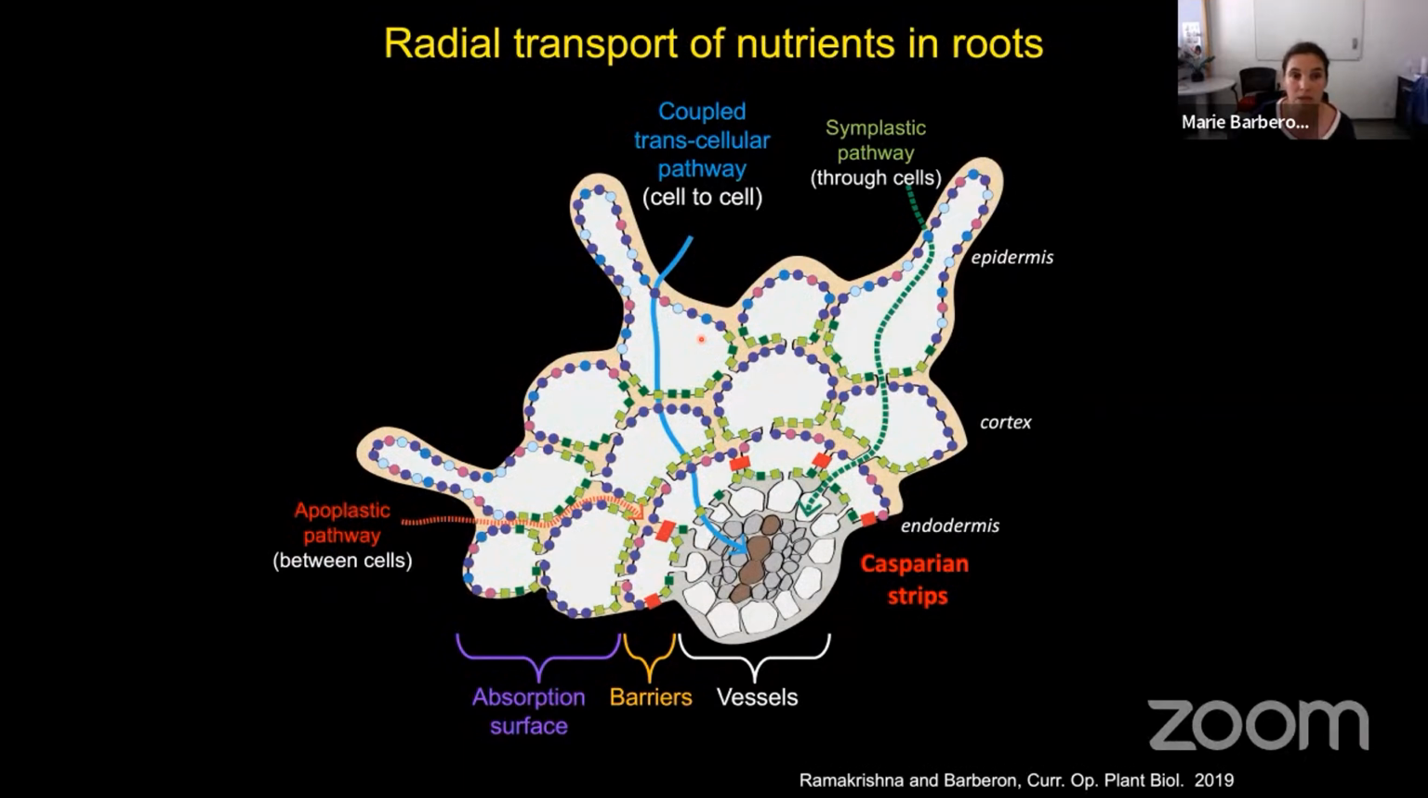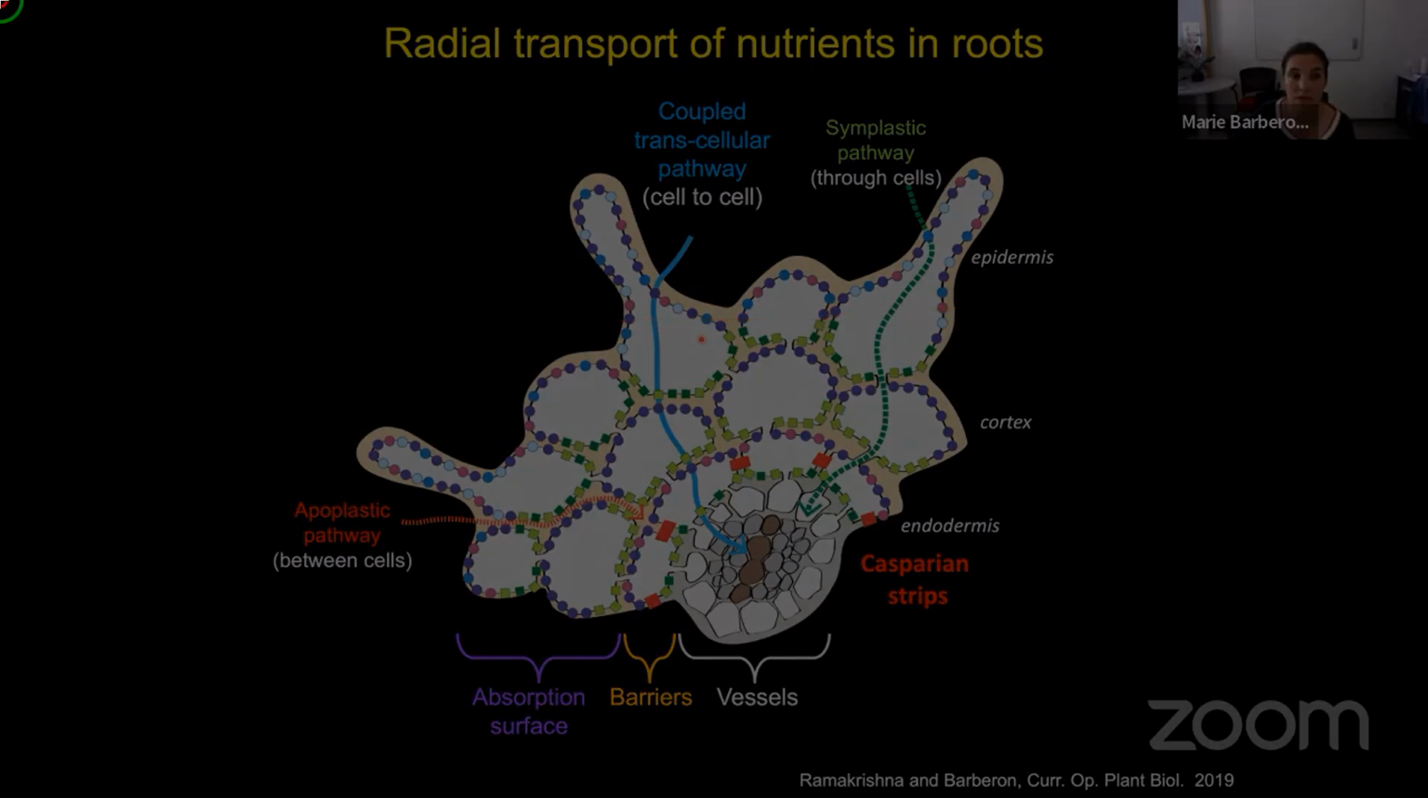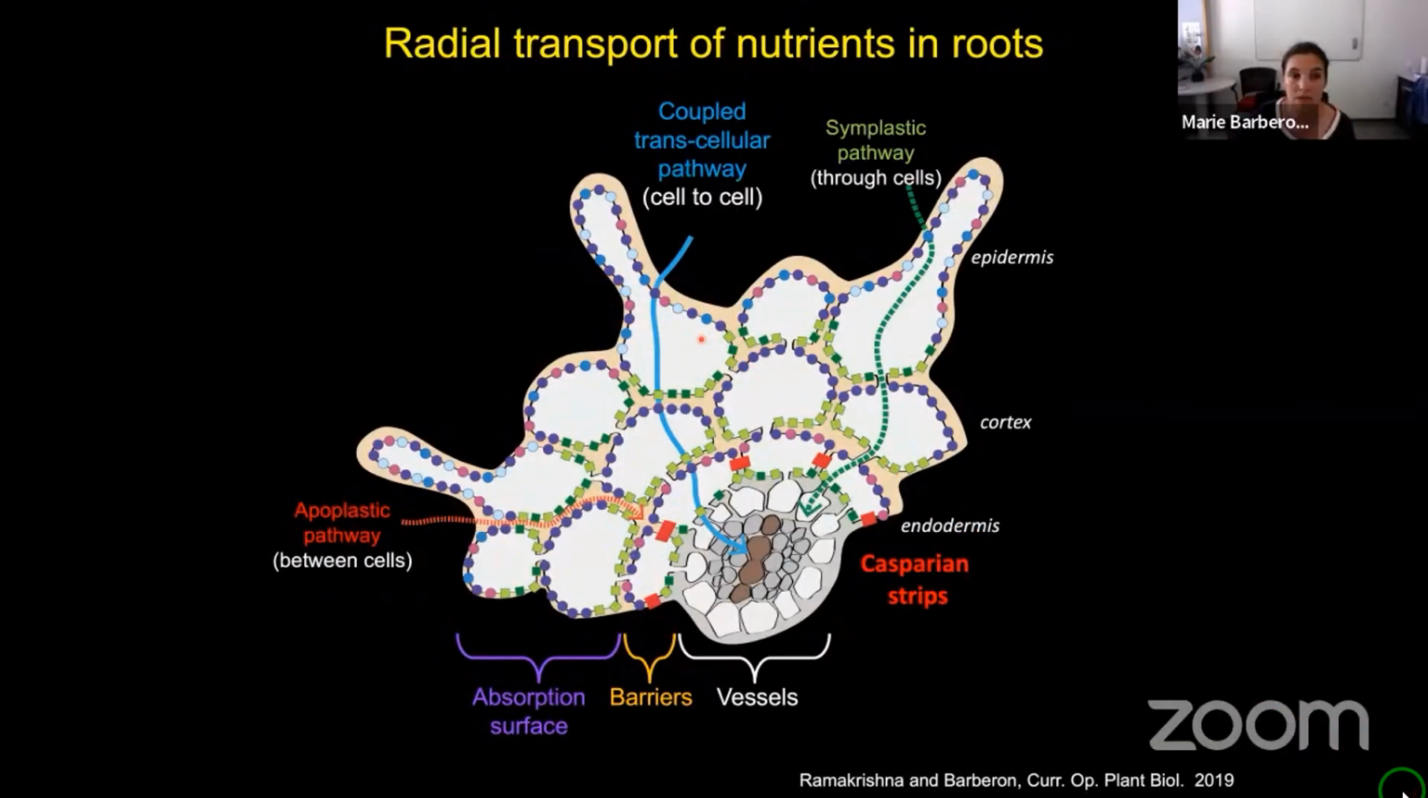If we look in more detail, the plant root is organized with concentric cell layers. At the periphery, we have the absorption surface with this famous epidermis and its root hairs that really play the role of a surface of exchange with the soil. Then we have one cell layer called the endodermis that forms barriers. And at the center of the root, we have the vessel that will transport nutrients and water to the aerial part. This organization allows different uptake scenarios for nutrients and water.